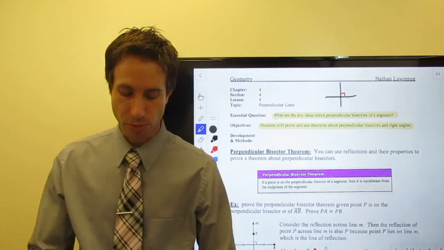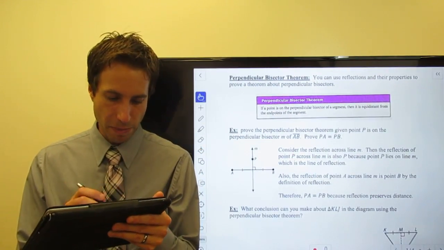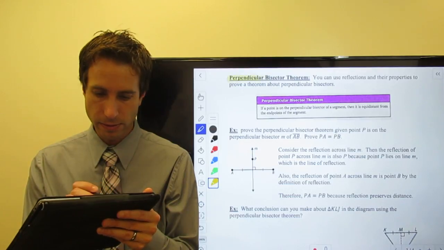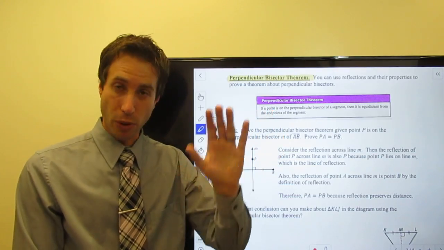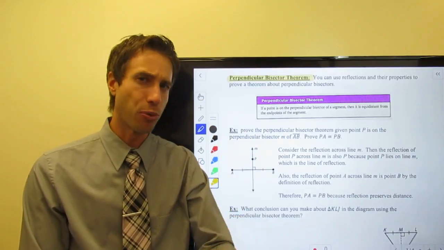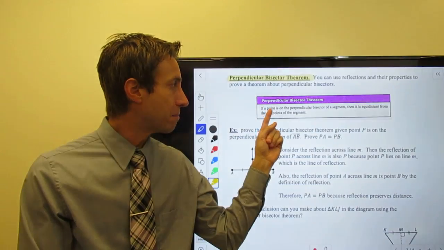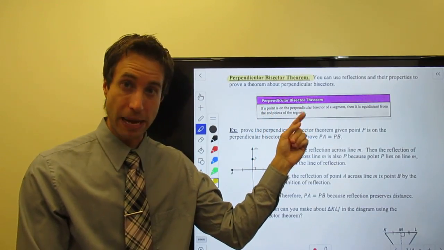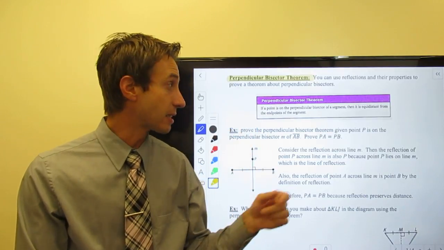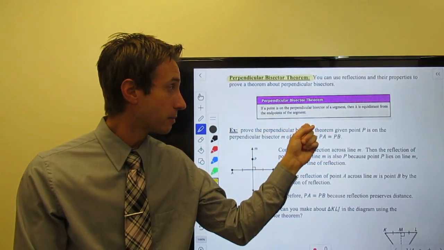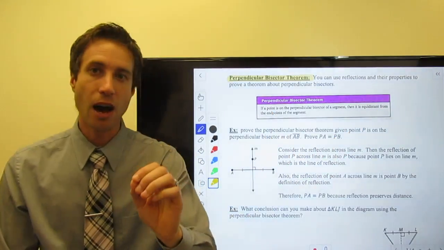So let's just jump right into this. Here it is, our theorem on perpendicular bisectors. Here's what the theorem says. If a point, any point, pick a point. Generally the point will be given to you, but if it isn't, you could pick your own point. If a point is on the perpendicular bisector of a segment, then it is equidistant from the endpoints of the segment.